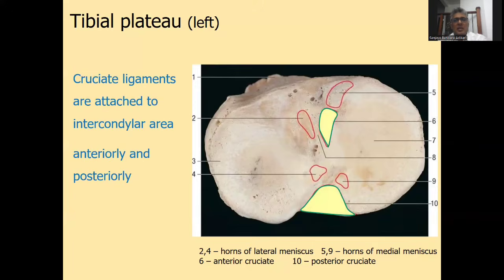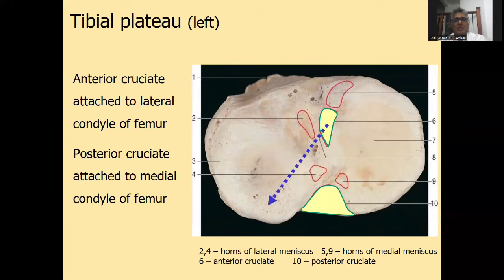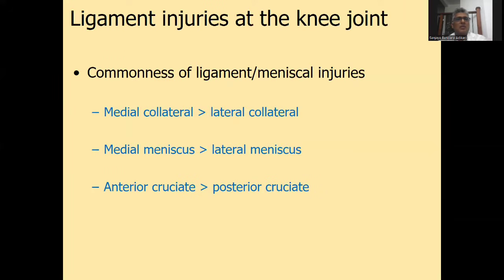Okay, and this is how they're attached, anterior and posterior cruciate ligaments on the tibial plateau. And if you put the menisci, this is how you see them. Okay, so their directions are like this. Anterior cruciate is directed backwards and laterally, posterior cruciate forwards and anteriorly, but it's less oblique compared to anterior cruciate.